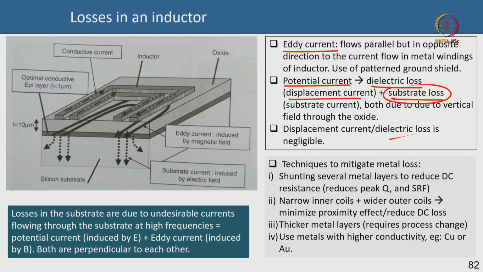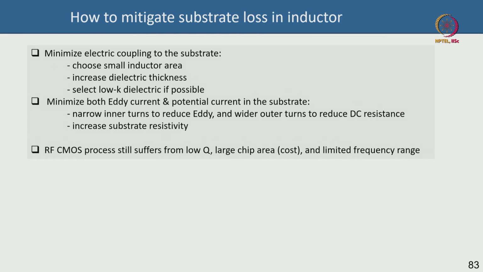Okay, so the substrate loss is very important. Eddy current is a substrate loss, but that is due to magnetic field. What I am talking about, the substrate loss, is the one that is induced by the electric field. The electric field can induce this substrate current that is leaking, and that is also not a good thing. So how will you reduce the substrate loss? The way to reduce substrate loss is that you have to reduce the electric coupling between the inductor spiral lines and the substrate. The way to reduce it, of course, is to reduce the inductor area.